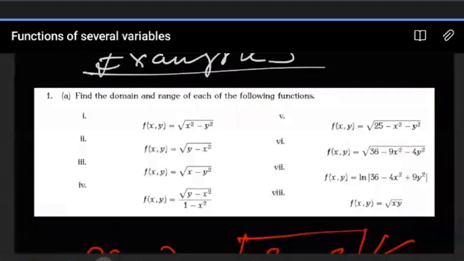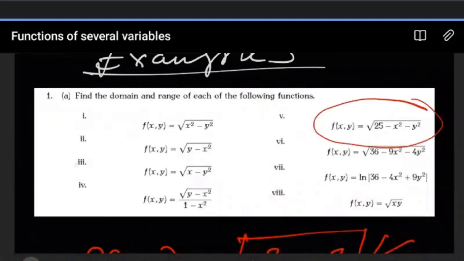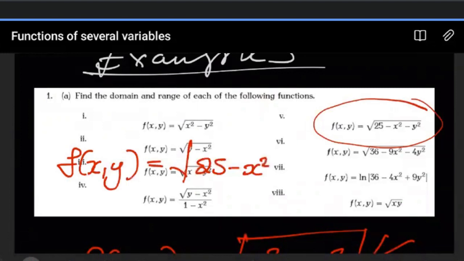Okay, so in the next example, we want to also determine the range of a function whose domain we have already seen. But this time around, we're going to consider a function like this one. So this is going to be our next example. And in this case, we have f of x comma y, and this time we have this being equal to the square root of 25 minus x squared minus y squared.